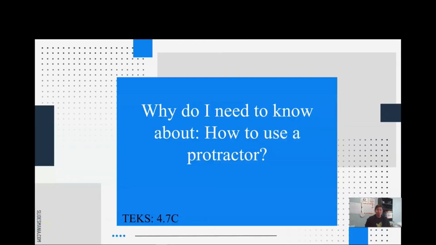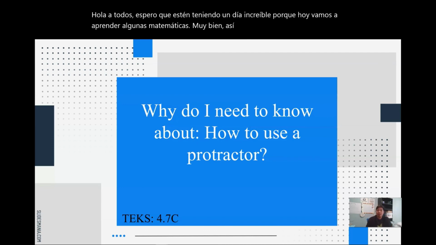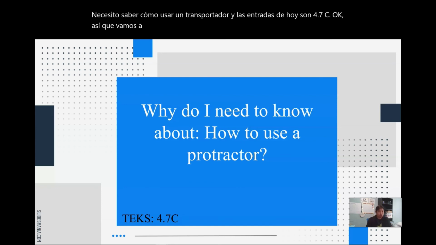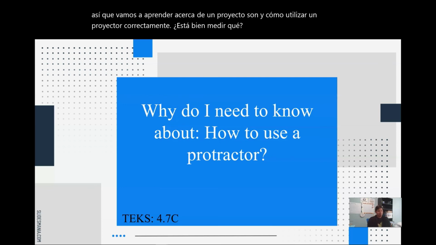Hello everyone, I hope you're having an amazing day because today we're going to be learning some math. Alright, so let's get started. Why do I need to know about how to use a protractor? And today's TEKS are 4.7C. Okay, so we're going to be learning about a protractor and how to use a protractor correctly, okay? To measure what? Angles. Good. Awesome, let's get started.